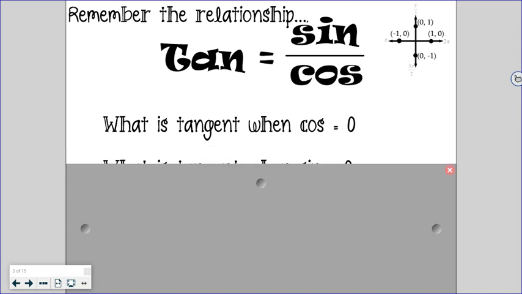If I tell you that cosine is 0, what would you tell me tangent was? Undefined, right? Because it would end up being something like that. Okay, well, where does that happen? It happens when cosine is 0. Cosine is 0 here, and here, so that's going to happen at pi over 2 and at 3 pi over 2.